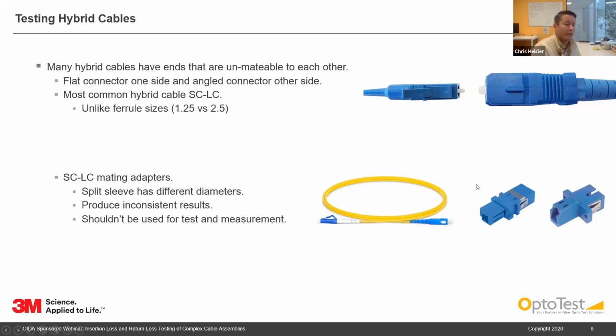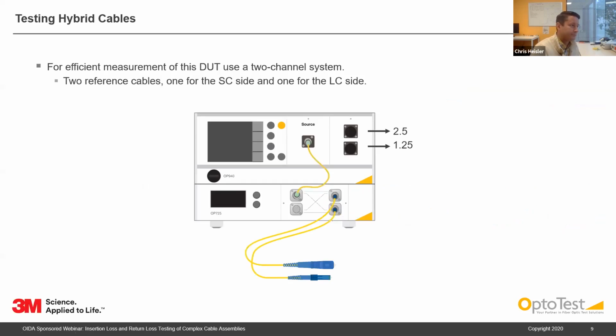Now, one might think that you can use a mating adapter to couple those two together. However, with these SC to LC mating adapters, the split sleeve has different diameters, and it can't maintain the proper concentricity to yield consistent results. So these types of mating adapters produce inconsistent results, and they shouldn't be used for test and measurement, especially for single mode assemblies.